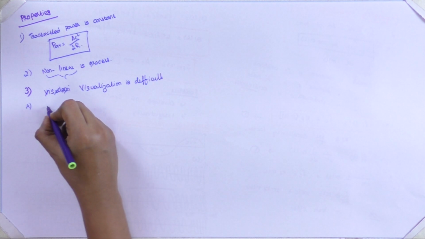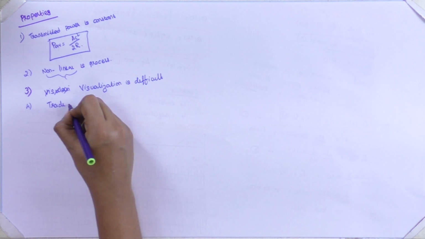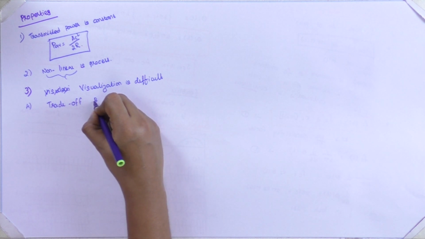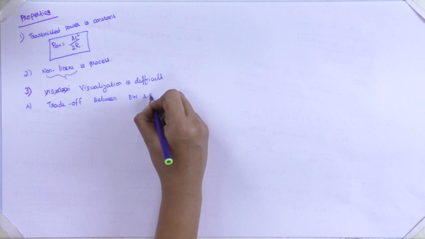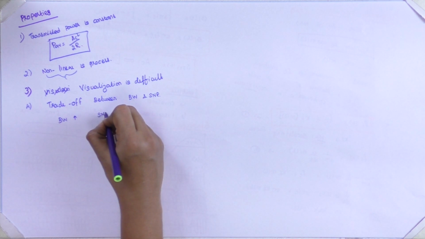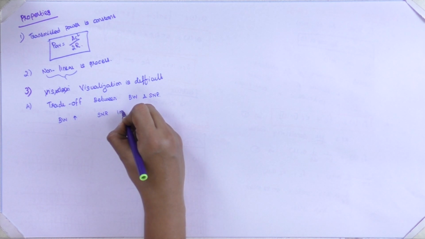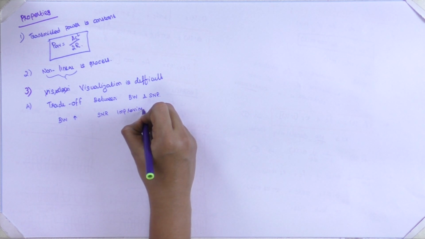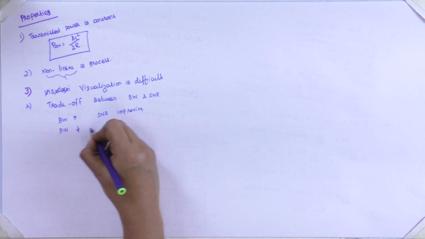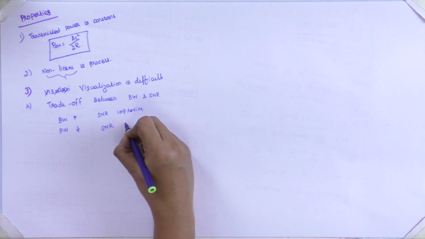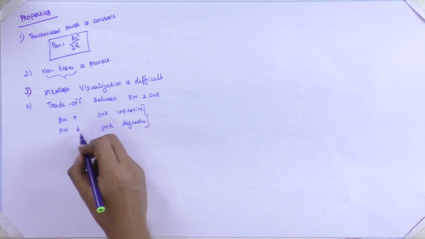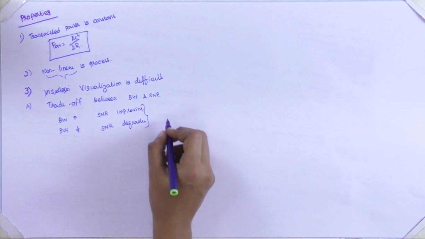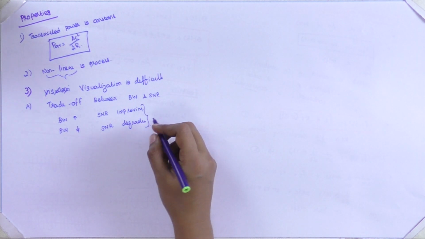And the last one is the trade-off between bandwidth and signal to noise ratio, which we have already seen in the comparison. When you keep on increasing the bandwidth, signal to noise ratio will keep improving. When you keep on decreasing the bandwidth, signal to noise ratio will also degrade. So therefore we have a trade-off between bandwidth and signal to noise ratio. These are all the four important properties of angle modulation.